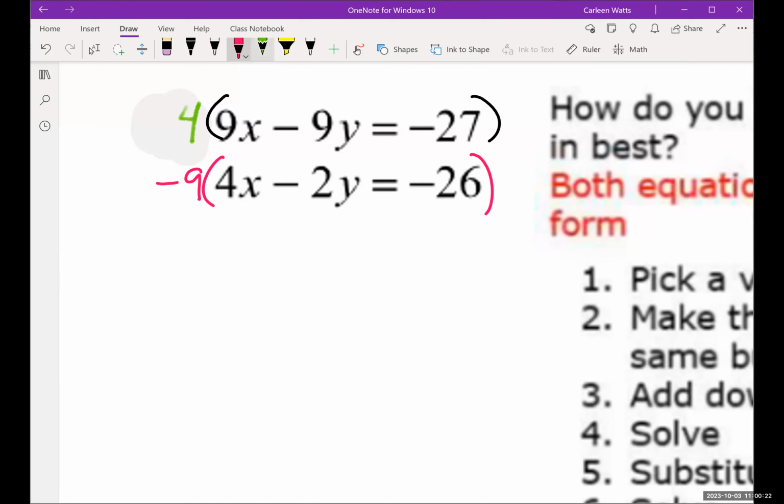Okay, so my top one is going to be 36x minus 36y is equal to, I'm not really good at doing arithmetic in my head, negative 108.